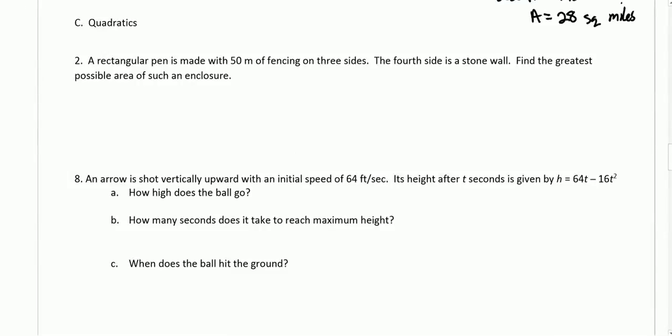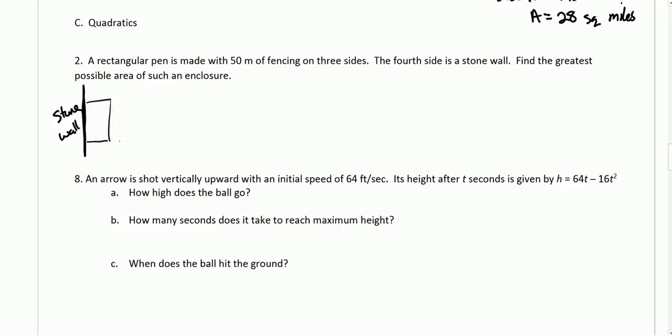This is part C on quadratics, taken from the 3rd section in Unit 9. We're going to look at number 2. A rectangular pen is made with 50 meters of fencing on 3 sides. The 4th side is a stone wall. Find the greatest possible area of such an enclosure. So here's our stone wall. Here's our fence.